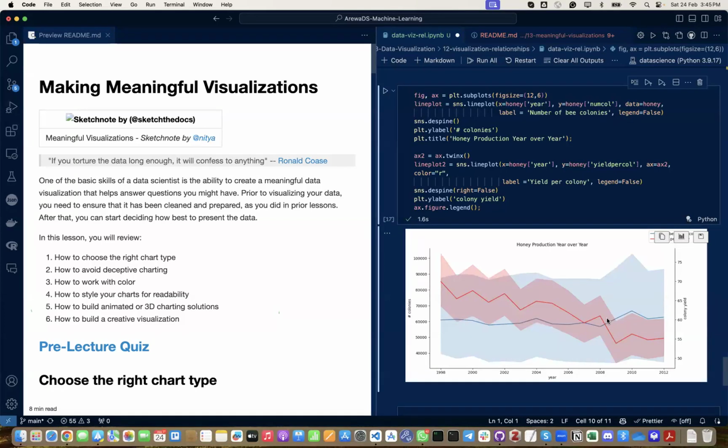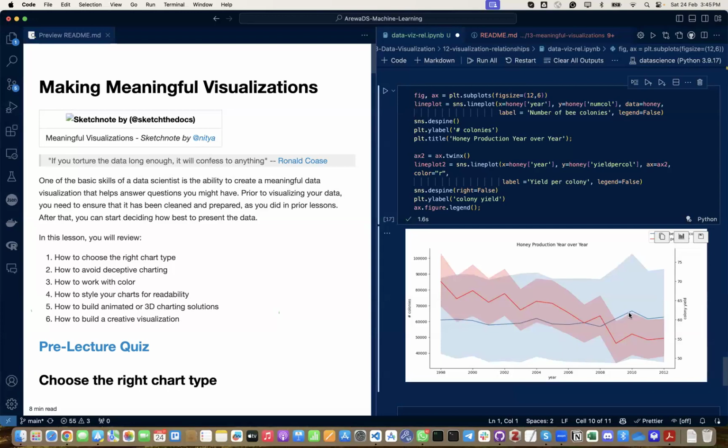Because maybe by common sense, we may say if there is less number of colonies, there should be less yield. But if there is the same or similar, or even in some instance around 2010, more available colonies, but still the yield is decreasing, there is a research gap here that needs to be found. What is causing this?